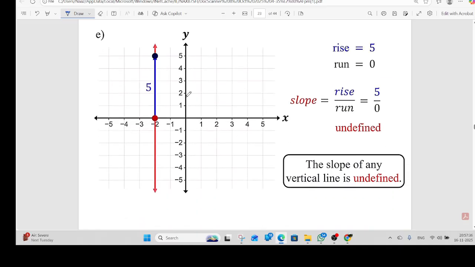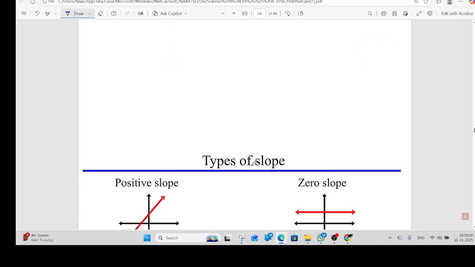Now you have a vertical line. Here you can see y values are changing, but for each y value, x is -2. So rise is changing. If you consider these 2 points, there are 5 steps between them. So rise is 5, but run is 0. There is no change horizontally. So the slope is undefined for this. When we divide any number by 0, we get an undefined value. So the slope of any vertical line is undefined. We can't define it, right?